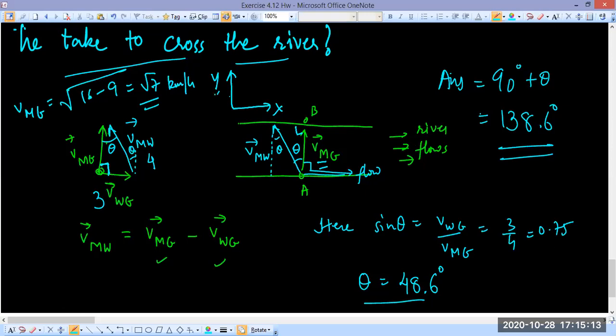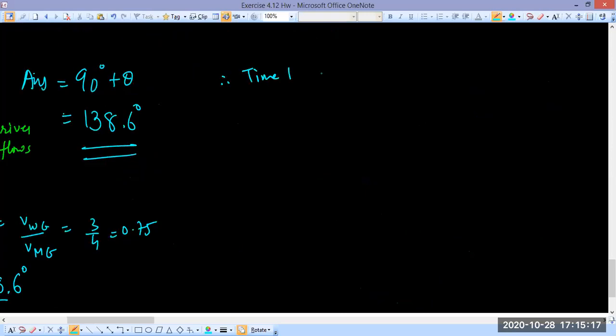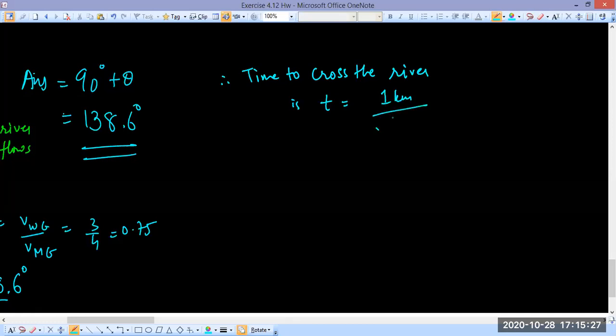બસ તો હવે ટાઈમ તો તરત મળી જશે ને. Therefore time to cross the river is T equal to delta y. The river is 1 kilometer wide, divided by root 7 kilometer per hour. So this is your final answer, 1 by root 7 hour.